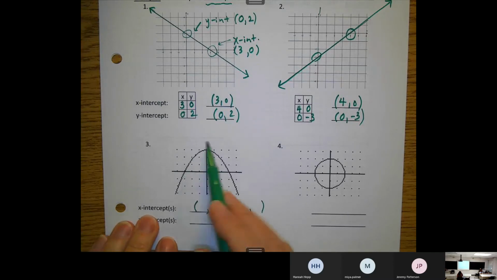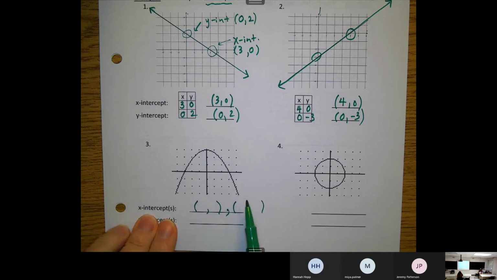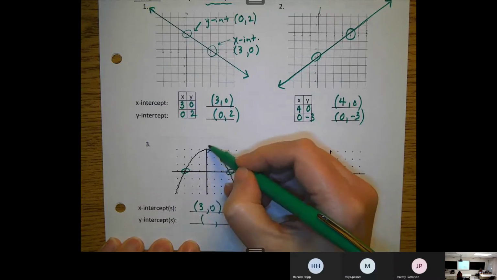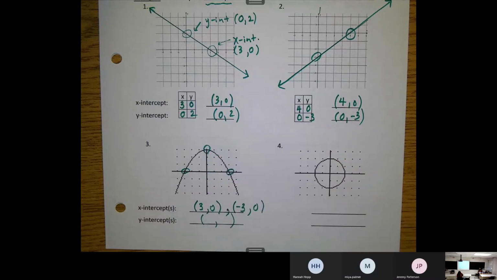Looks like this parabola crosses the y-axis 2 places, doesn't it? Like positive and negative 3. So 3, 0 and negative 3, 0. Sound okay? Yep. And then the y-axis it crosses 1 time. Is that also a 3? Yeah.